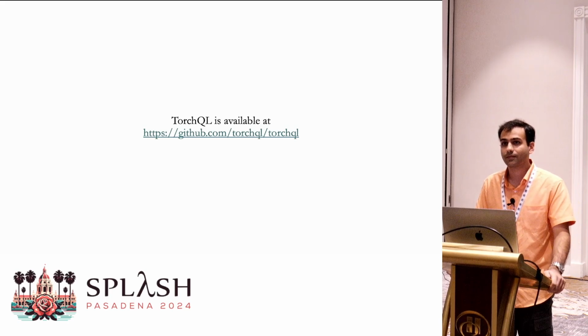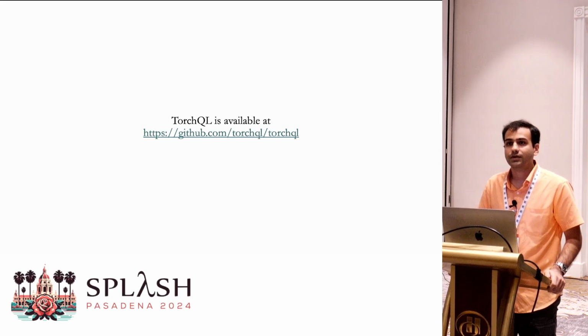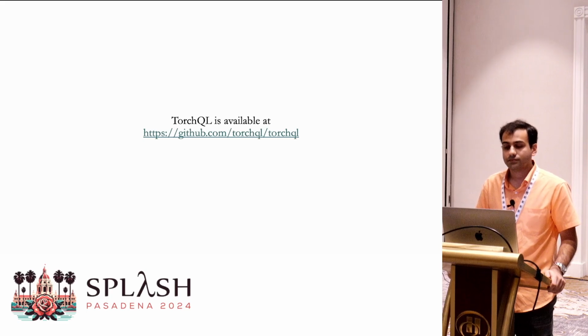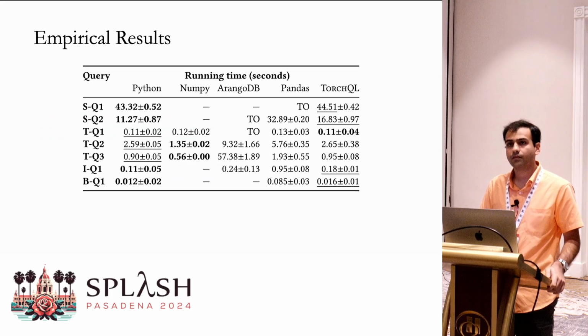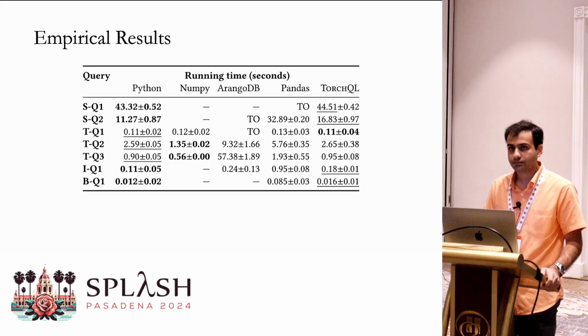Go ahead. Hey, Will from Brown. I'm curious about the performance comparison with Pandas. My understanding is Pandas is slower due to something about an inflexible schema, but can you elaborate on that? Like, what is TorchQL doing that permits it to be faster than Pandas while having a comparable API?